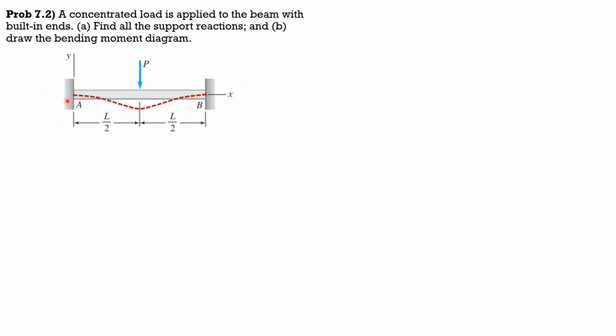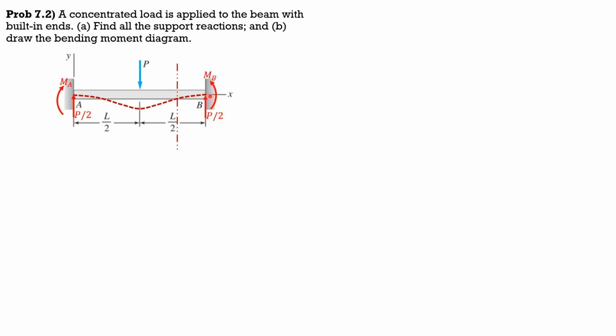So this is the expected elastic curve. Of course, by symmetry, this is half of the load. This is also P over 2. So AY equals BY equals P over 2. MA by symmetry equals MB. So let's assume moments to be positive at A and B. Then let's section this portion.